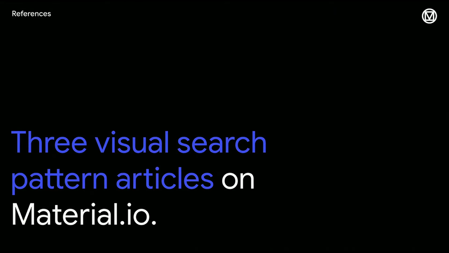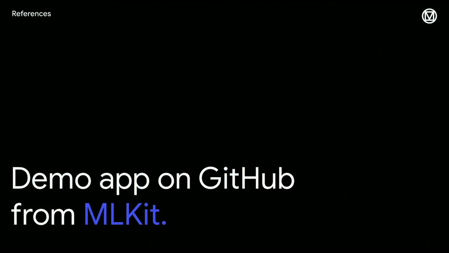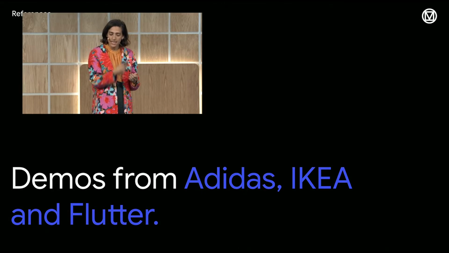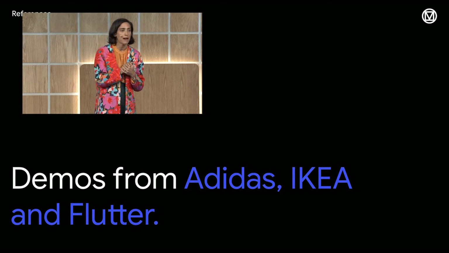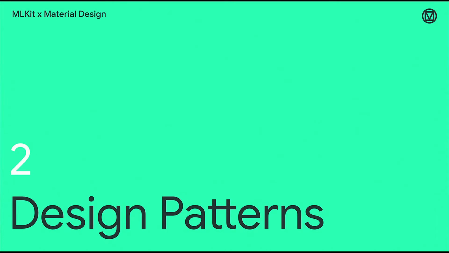But before we start, I want to mention a few tactical pieces of information to make this guidance more understandable. What are we providing? We're providing 3 visual search pattern articles on material.io, which is the guidelines site for material design. There's also a great demo app provided by the MLKit team available on GitHub that is specific for material design and specific for these patterns that you can download. And there's also really great demos from Adidas, IKEA, and Flutter that we'll talk a little bit about later. And with that, I'm going to hand it off to Kunal to start talking about the patterns.